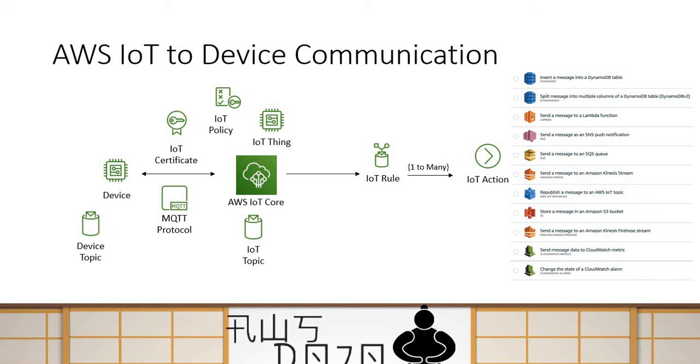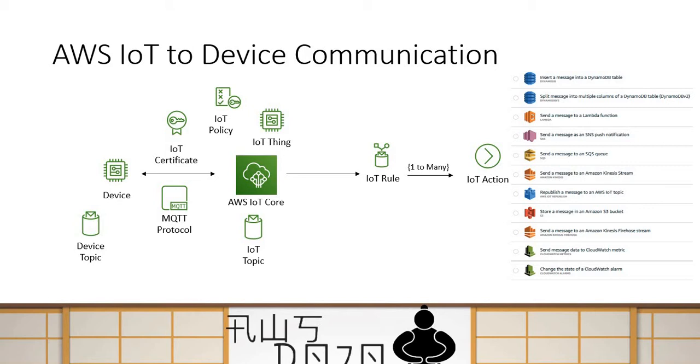Your device uses certificate-based authentication to talk to the IoT Core, and sends a message over the MQTT protocol. Then IoT rules pick up the message based on the content or based on the topic it has been published to, and then they pass it on to one or more actions. The actions actually take care of the handling of the message, which could be as simple as storing the message, or you can also process the message or write a workflow on top of that. So that's how IoT Core to device communication works.